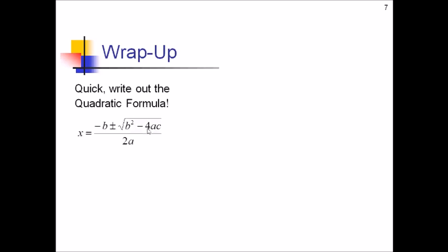For your wrap-up, real quick, write out the quadratic formula. Go! All right, did you get it? Here it is again. Now the reason I'm having you do this is because some people are going to complain about having to memorize this. You do need to memorize this. This is not typically given to you on any kind of standardized test. However, just keep in mind it could be worse.